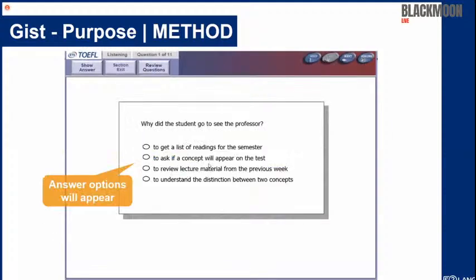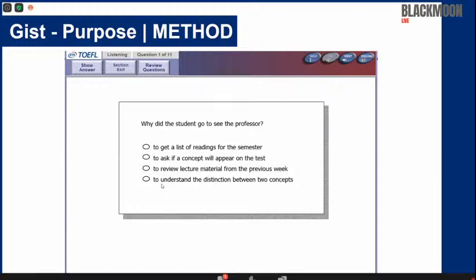So finally, once the answer options appear, then we can go through them. Let's do that now. To get a list of readings for the semester, to ask if a concept will appear on the test, to review lecture material from the previous week, or to understand the distinction between two concepts.